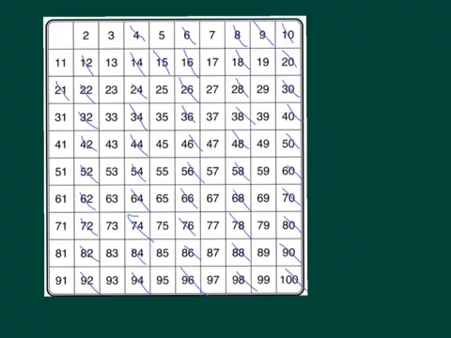Okay, so pause it. Keep counting up, start with 24. Count up by 3's, and then check your chart with mine. Okay? Unpause it and check your chart with mine. Here we go. Your board should look like this.